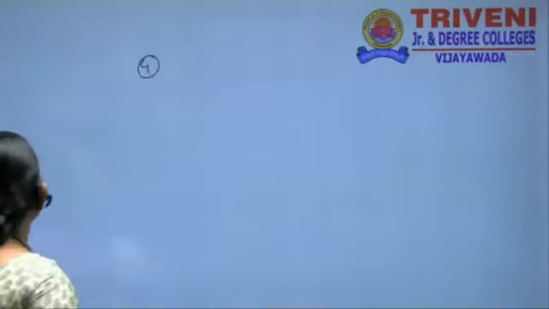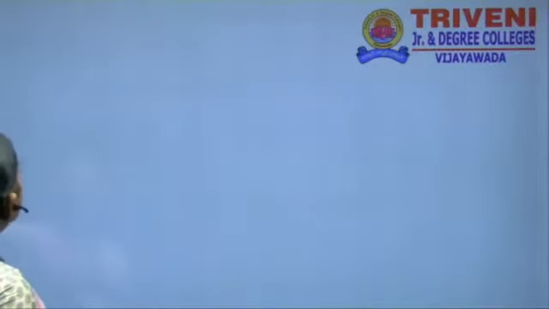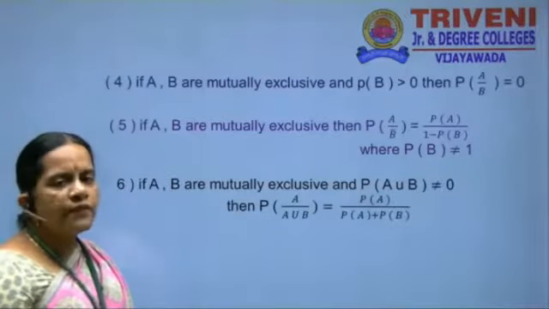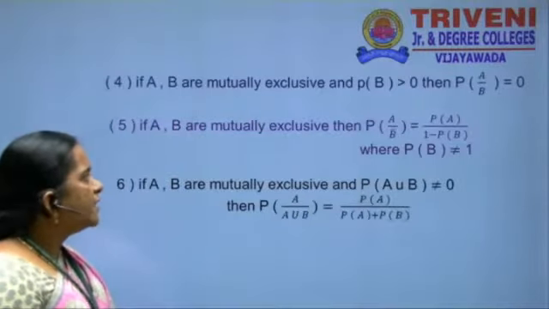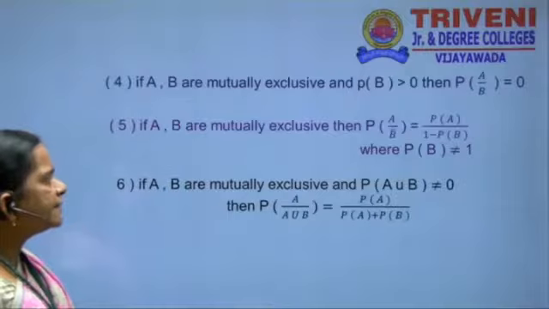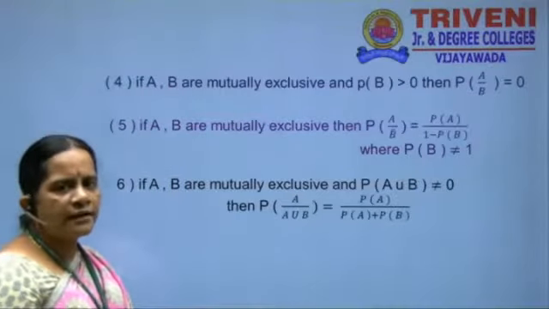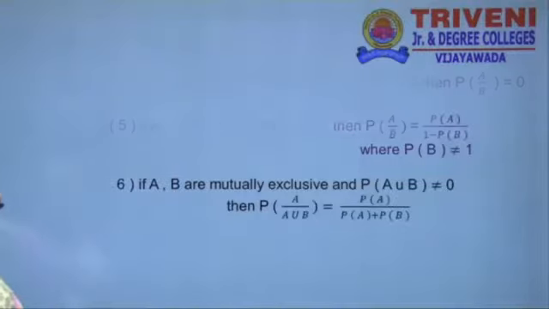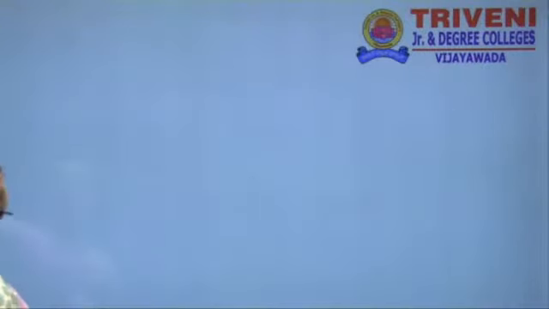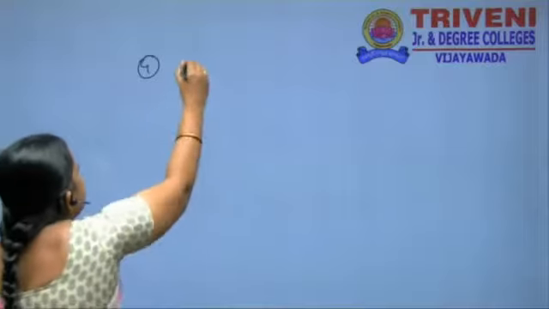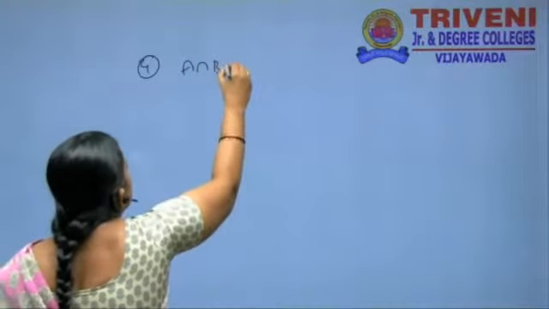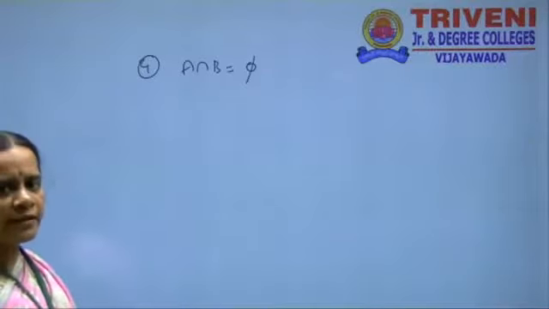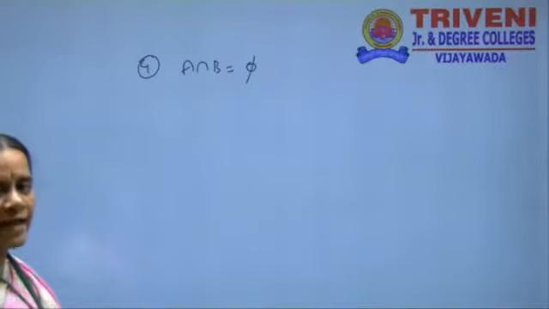Fourth bit: they have given that A, B are mutually exclusive events and P of B is greater than 0. Then we have to prove that P of A by B is equal to 0. A and B are mutually exclusive events, that is, A intersection B is equal to phi. Then we have to take it as phi.